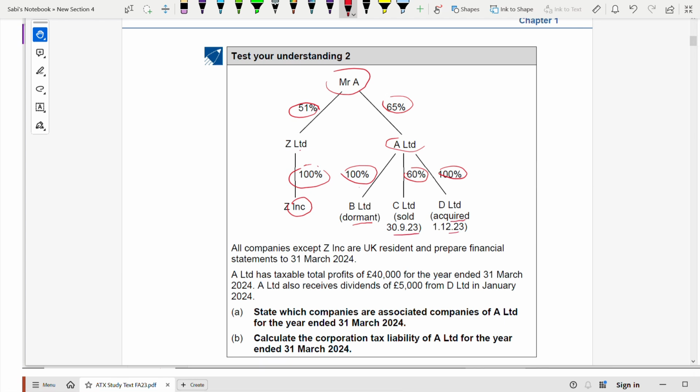Now, all companies except Z Inc. are UK resident and prepare financial statements to 31st March 2024. A Limited has taxable total profit of 40 for the year ended this. It also receives dividends of 5,000 from D in Jan 2024. State which companies are associated companies of A, and calculate the corporation tax of A for the year ended.